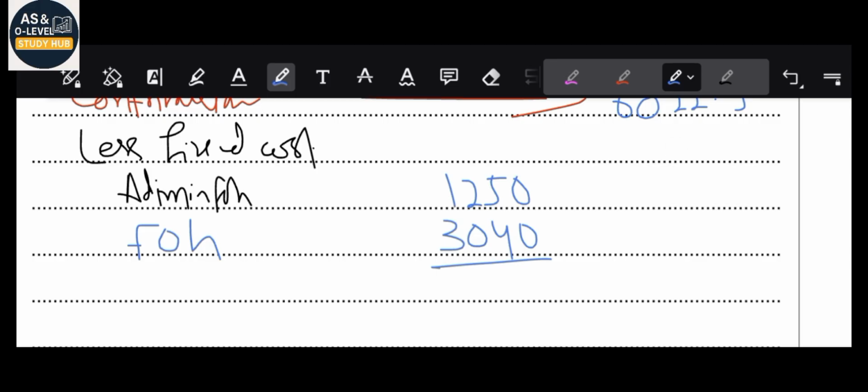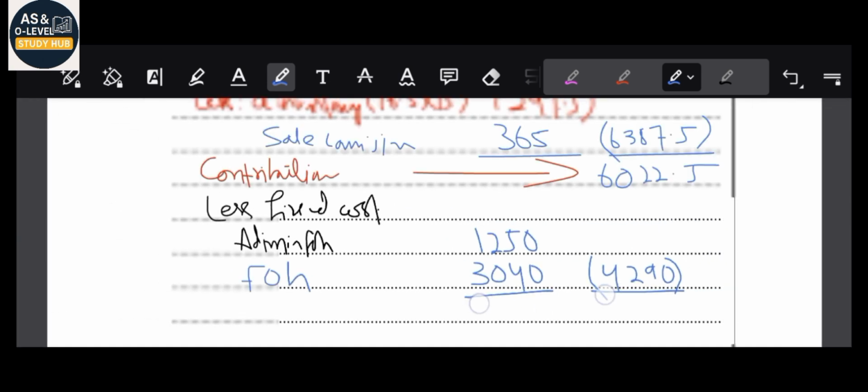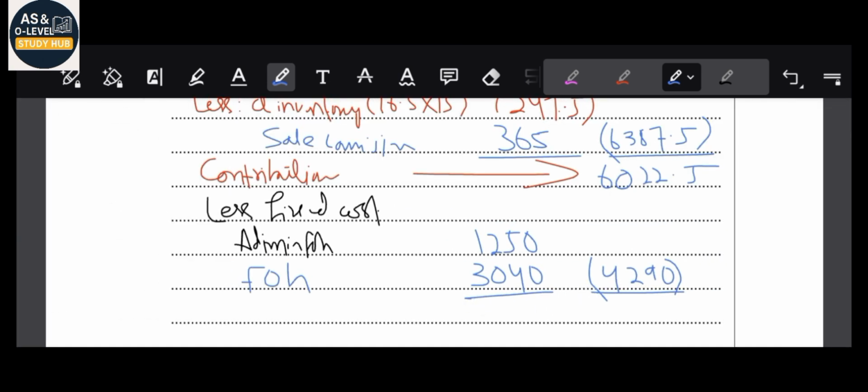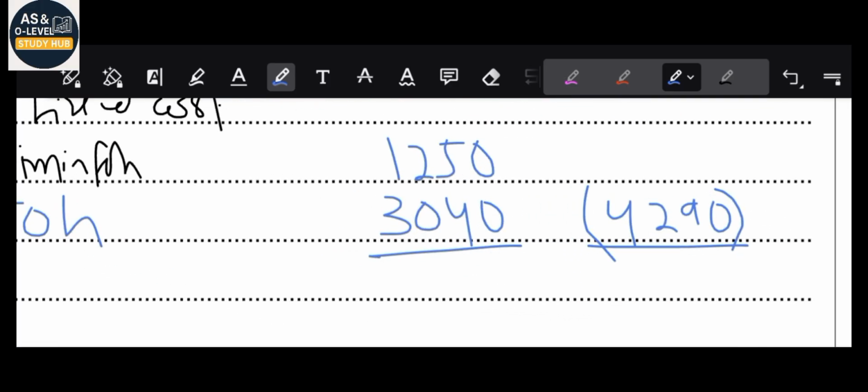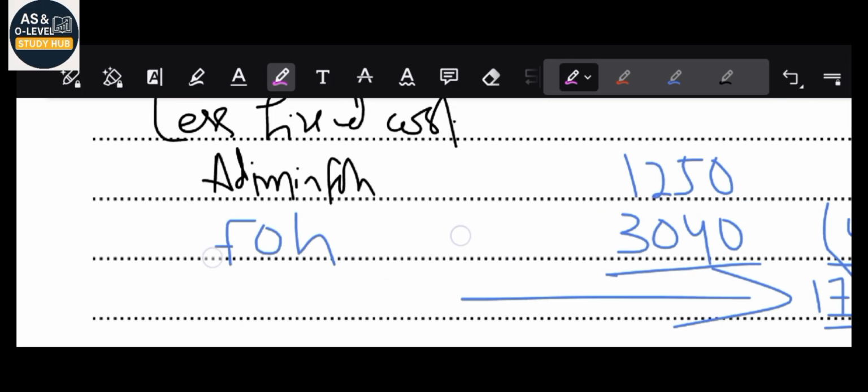The total fixed cost is 4290. We will subtract this from our contribution, that is 6022.5 minus 4290, which is 1732.5. This is our profit as per marginal costing. Right.